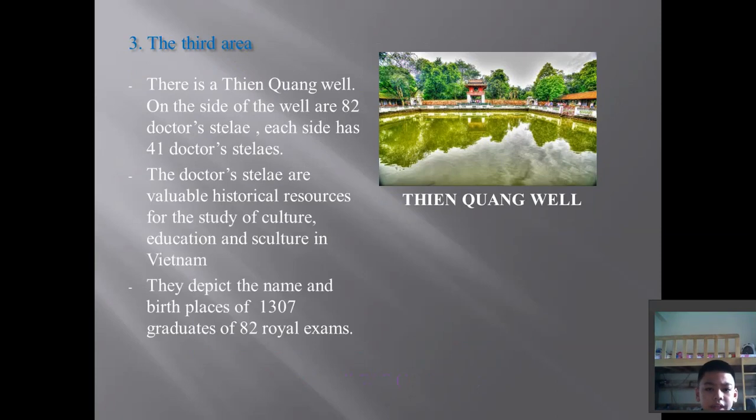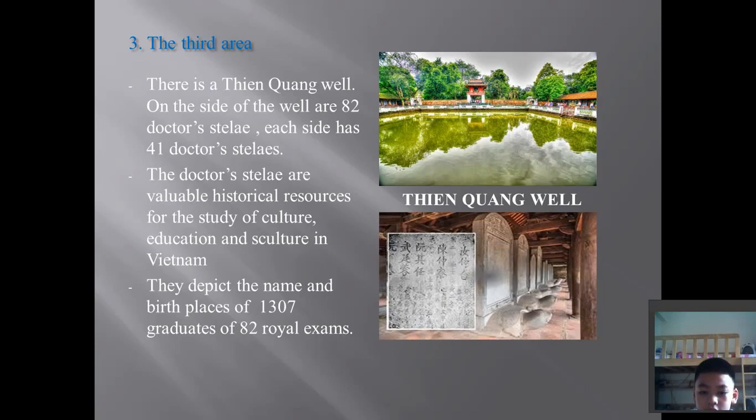The doctoral steles are valuable historical resources for the study of culture, education, and sculpture in Vietnam. They record the names and birthplaces of 1307 graduates of 82 royal exams. This picture is of the doctors' records. It is written in ancient Chinese characters.